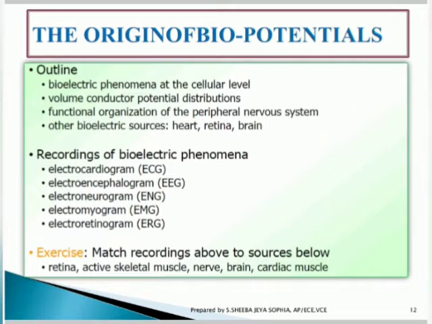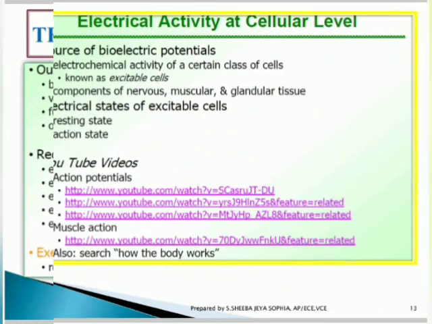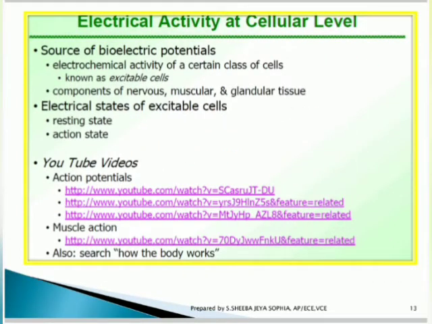Similarly, the human body also emits some potential, and we need to measure the potential in order to find the state of the human body, whether it is in a normal condition or an abnormal state. So medical electronics deals with recording of potentials like electrocardiogram (ECG), electroencephalogram (EEG), electroneurogram (ENG), electromyogram (EMG) and electroretinogram (ERG). These biopotentials come from excitable cells, which act in two conditions: one is the resting state, another is the action state.